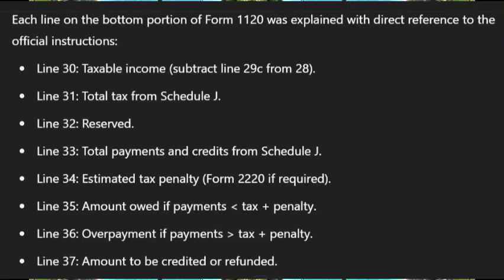Then, line 34 is for the estimated tax penalty. This might apply if the corporation didn't pay enough estimated tax throughout the year. There's usually another form, Form 2220, to calculate this if needed. It's basically the IRS encouraging companies to pay as they go. Makes sense. Don't wait until the last minute.